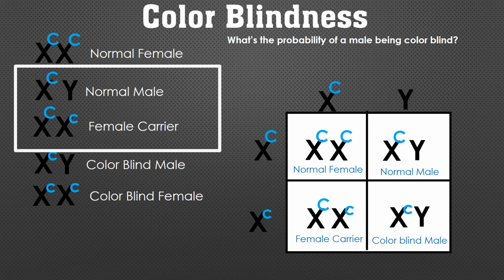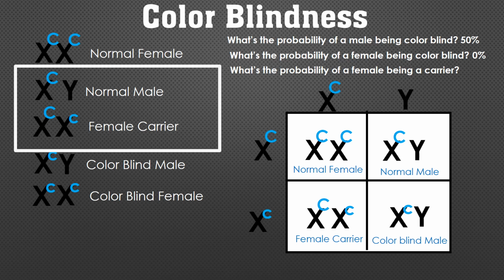What's the probability of a male being colorblind? Probability meaning possibility. I want this in percent form. So looking at the males, he can either inherit an X chromosome with a capital C or a lowercase c, but 50% of the time, he has a chance of inheriting the lowercase c. So then what's the probability of a female being colorblind? It's going to be 0% because she needs to have both of her X chromosomes with lowercase c's in order to be colorblind. So what's the probability of a female being a carrier? It's 50% of the time because she has that lowercase c.